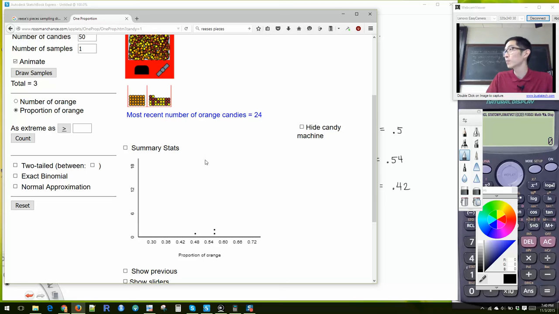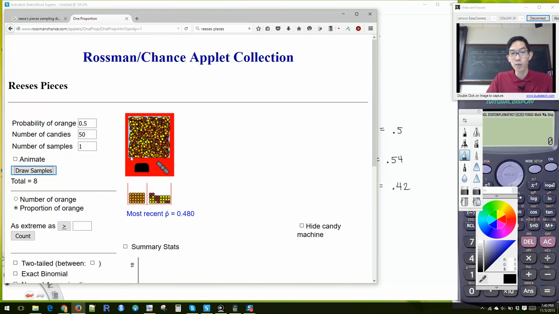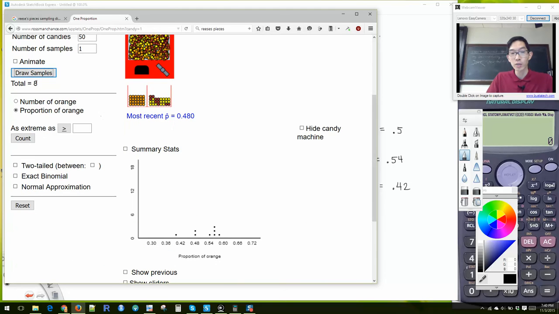So far so good? Okay, and rather than watching this thing go, we can just click. So this time we got 56%, this time we got 58%, and every time I'm clicking, this one only 40%, and here's 54%, 48%. So remember, in the tub is exactly 50%, but every time we're drawing a random sample of 50, we get something a little bit different, okay?